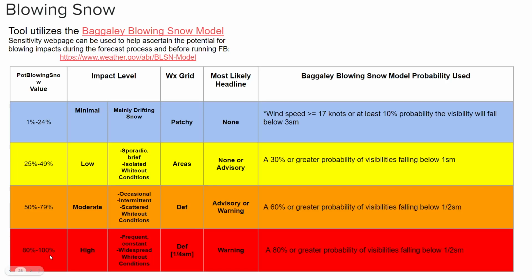Then pot blowing snow of 80 to 100% is going to be a warning level. Essentially, this is meeting your blizzard criteria, at least from a visibility standpoint. You're going to get that quarter-mile tag within the weather grid, and an 80% or more probability of falling below a half mile. And obviously, we have a half mile here, but blizzard is a quarter mile. But the Grand Forks office has done a lot of work in converting what this output from the Bagley model means in regards to impacts.